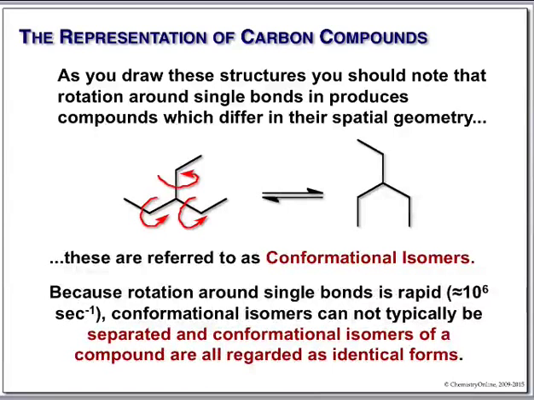Because these things happen 10 to the 6 times per second, these are indistinguishable. We will call these conformational isomers. Isomer, same numbers and types of atoms, just different spatial arrangements. But because they're interchanging so fast, we regard these as the same compound. So it doesn't matter how you draw them. In fact, that's one of the amazing things about the drawing palette and the SMILES string. You can draw this thing any way you want it, and you still get the same string. So again, that's what's coming, probably as soon as next week, or next Thursday.